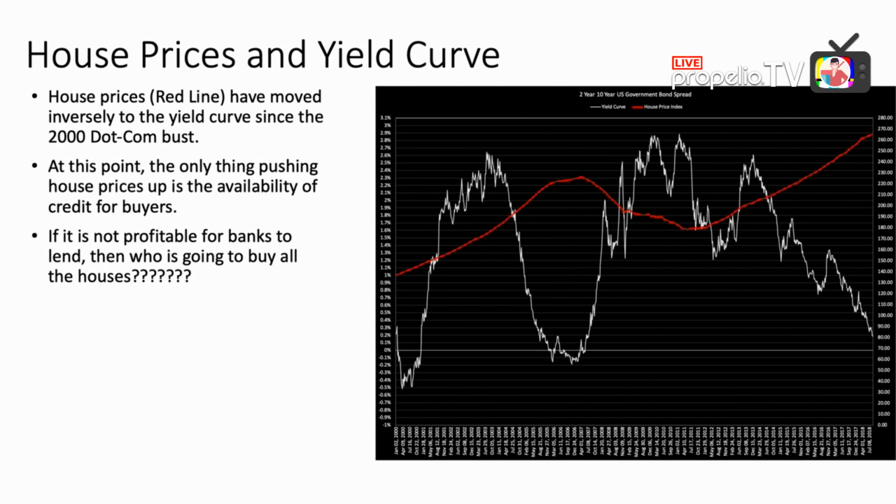So house prices since 2000, since the dot-com burst, have moved inversely in relation to the yield curve, meaning opposite. If the yield curve goes down, house prices go up. If interest rates get lower and lower, what's likely to happen? People are able to borrow money because the interest rate is so low, so they're going to buy more houses. When people are demanding more houses, what happens to the price of houses? They go up. So that's why it's inverse.